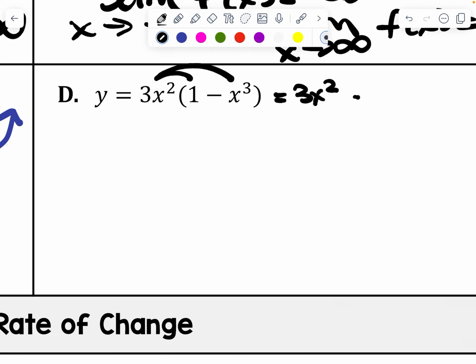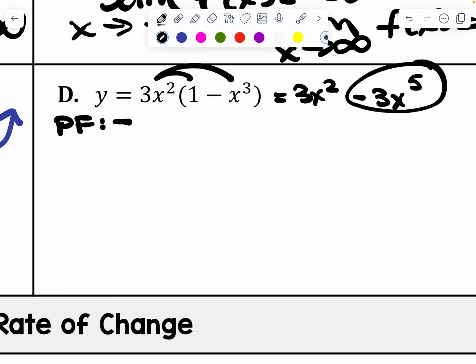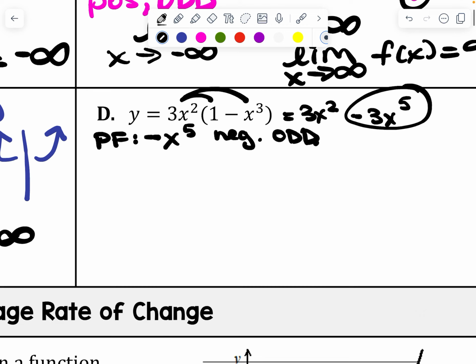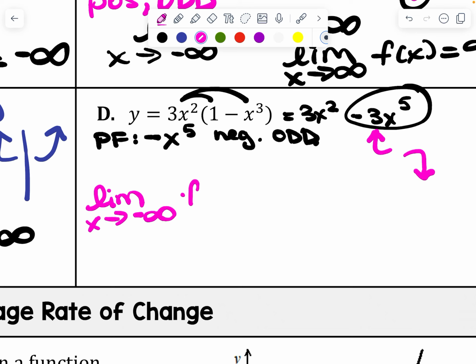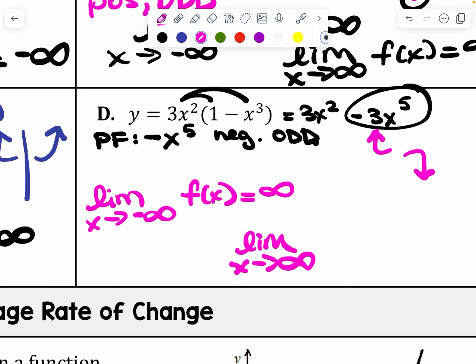Last one, we're going to distribute this through. We end up with 3x squared times x cubed, which is x to the fifth. This tells me my leading coefficient and my power function is a negative x to the fifth. This tells me that it's a negative odd. So remember, looking at your chart, negative odd means it's going to go down to the right and mismatch up and to the left. So we're going to say the limit as x approaches negative infinity to the left is f of x equals positive infinity, and the limit as x approaches positive infinity to the right, f of x equals negative infinity, which is down.